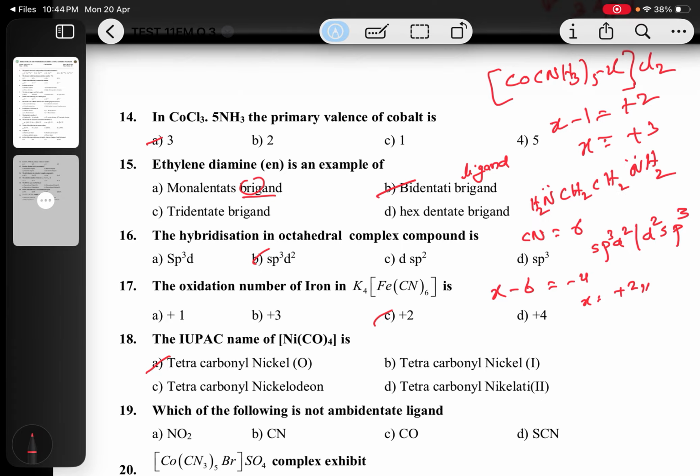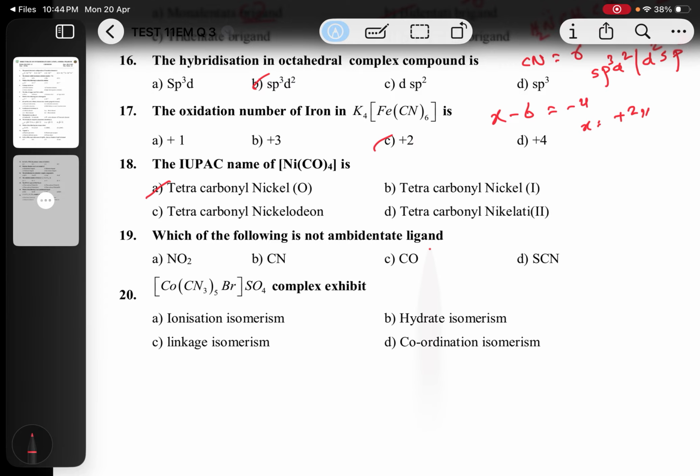Next, the 19th one. Which of the following is not an ambidentate ligand? Ambidentate ligand means the ligand containing two donor atoms. NO2, ONO: in NO2, the donor atom is nitrogen, in ONO minus, oxygen is the donor atom. Cyanide, CN minus, NC minus. CO is a neutral ligand. SCN, NCS. So A, B and D are ambidentate ligands. The question is asking for not an ambidentate ligand, that is carbonyl, CO.